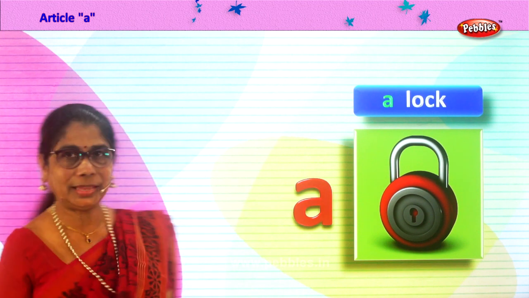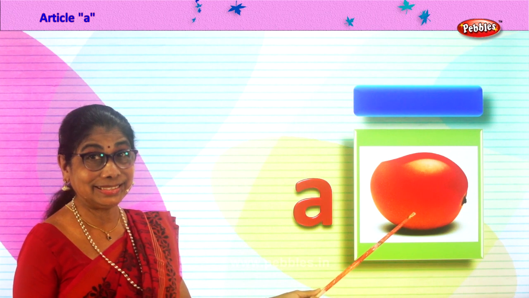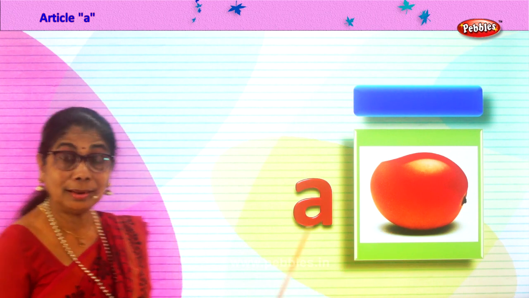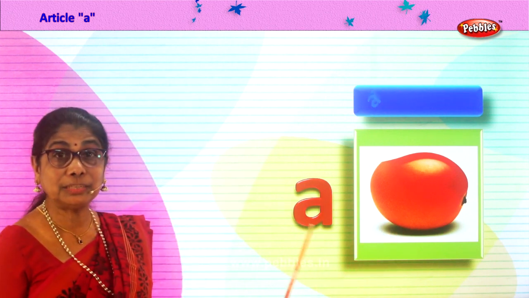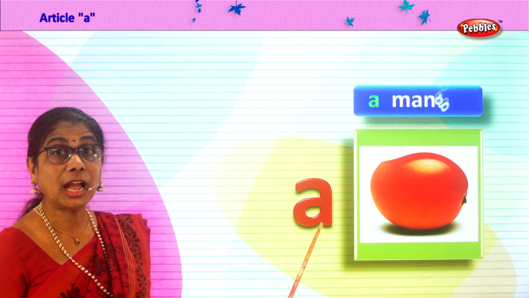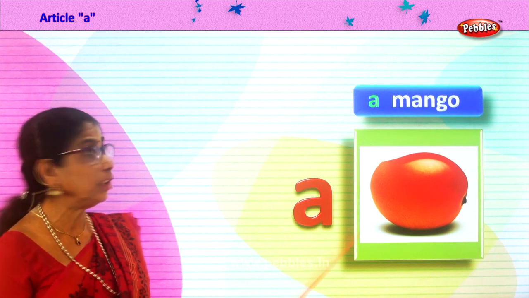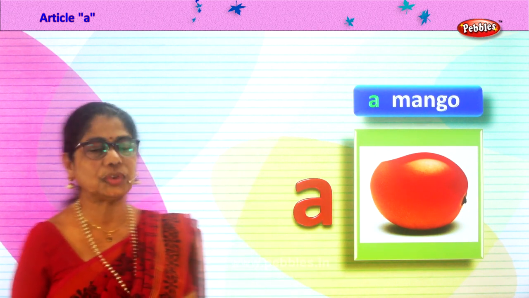Look what we have here. You love to eat this? Mango. Read. A mango. Article A is put in front of consonant. Mango begins with letter M. Very good. So, a mango. Spell mango. M-A-N-G-O. Mango. Very good. Let's look at our next picture.